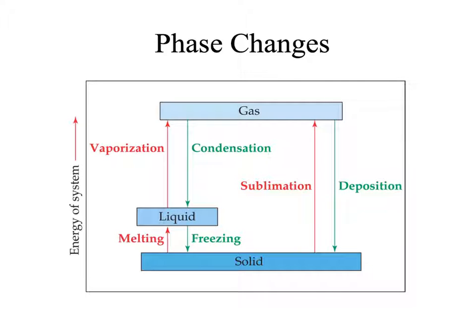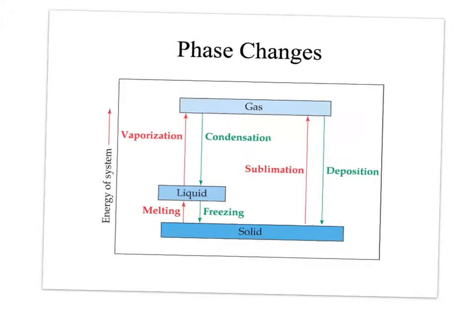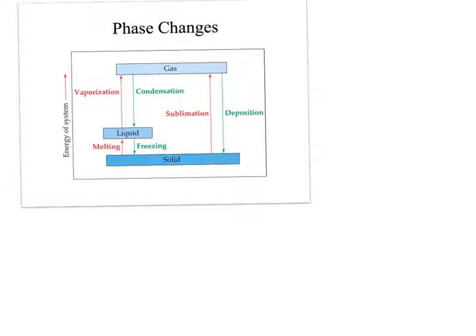If we go straight from a solid to a gas, which is what carbon dioxide does at 1 atmosphere, that's called sublimation. It's endothermic. And if we go from a gas to a solid, we are exothermic. We are losing energy.